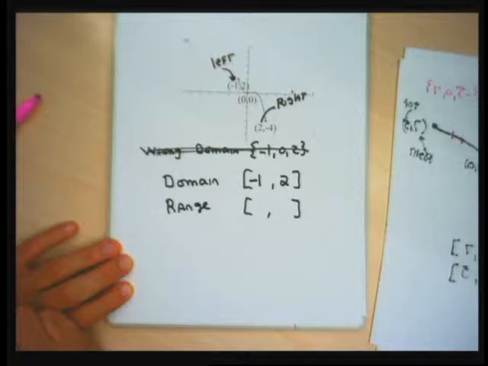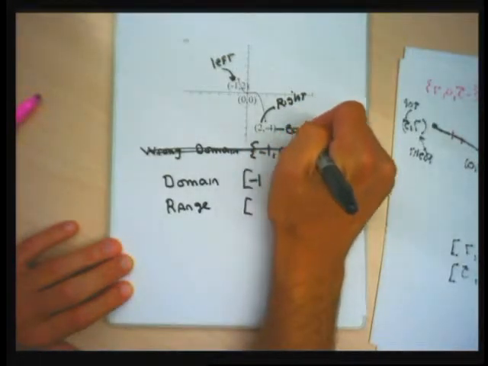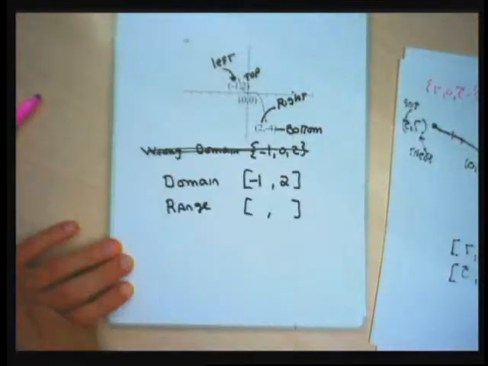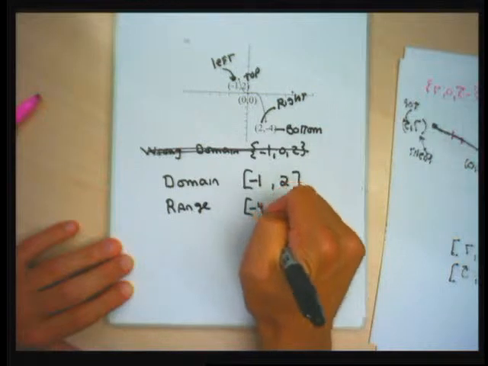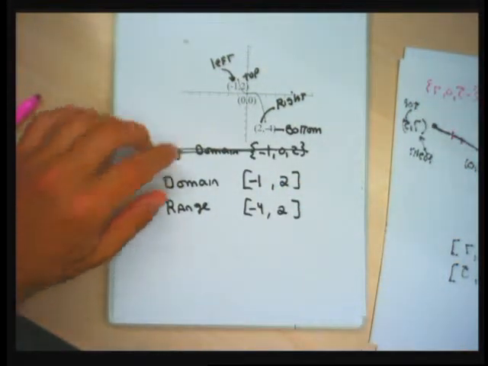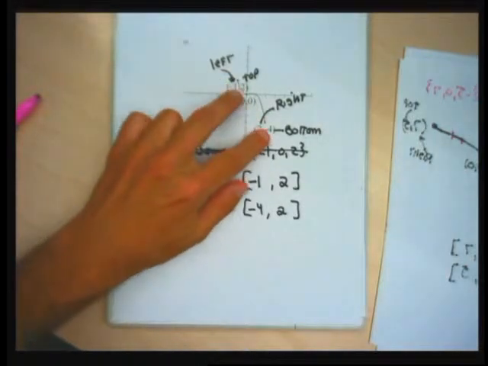And now I'm going to go to the bottom and top points and find their y's. The bottom point is the point 2, -4. The top point is the point 1, 2. Its y's are -4 and +2. So these would be the correct domain and range. Domain: left x, right x, -1 and 2. Range: bottom y, top y, -4 and 2.